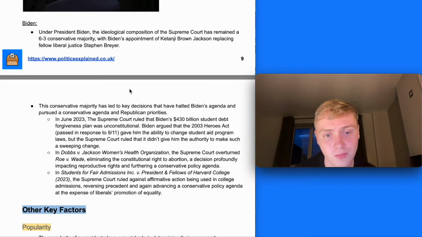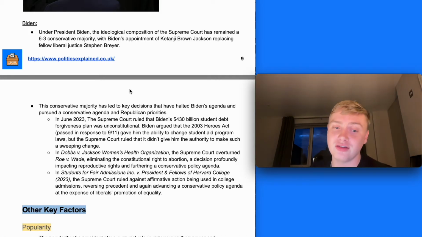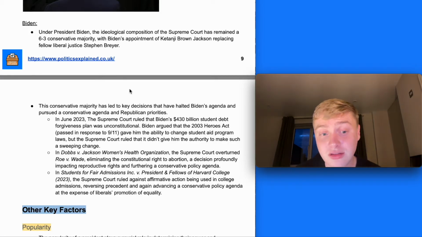The first key one we already had a look through is the ruling that his student debt forgiveness plan was unconstitutional. In Dobbs vs. Jackson Women's Health Organization, you saw the overturning of Roe v. Wade, and in Students for Fair Admissions in 2023, you saw the ruling that affirmative action in college admission processes was unconstitutional.